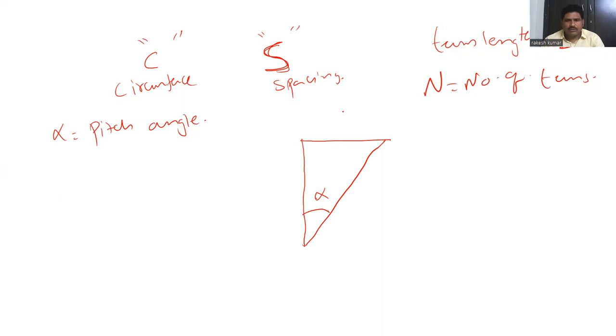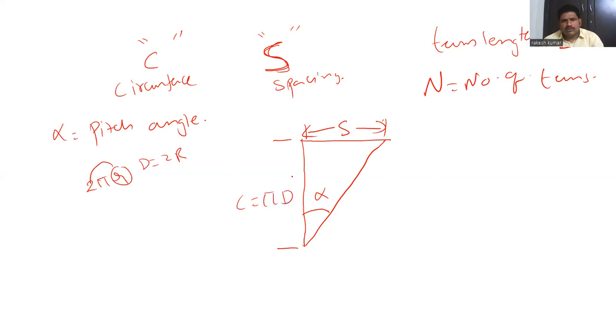So here, if I unroll it, the separation S is the separation distance and this is the total circumference C. Generally the circumference of a circle is 2 pi r, and since the diameter is 2 times the radius, I can write C is equal to pi d.